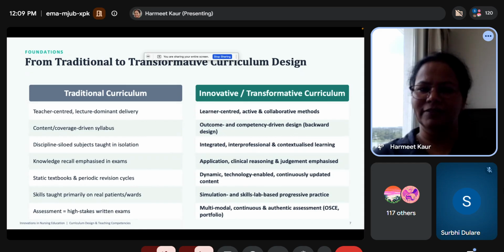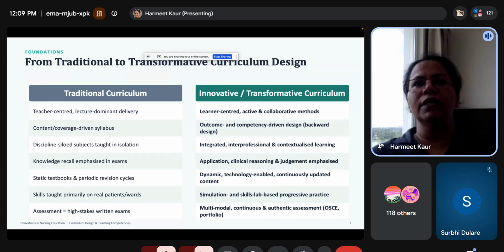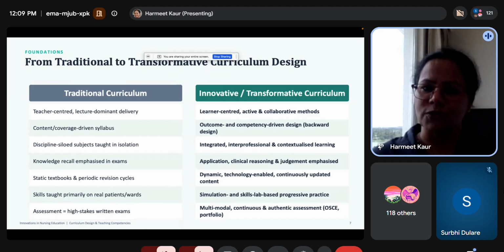That is a knowledge recall. Then static textbooks and periodic revision cycles. There we use different textbooks. There might be revision cycles, but then we don't include technology in that. Then skills taught primarily on real patients and wards, and particularly we take the students into the real world, into the clinical area, and there we are teaching them the skills on patients.